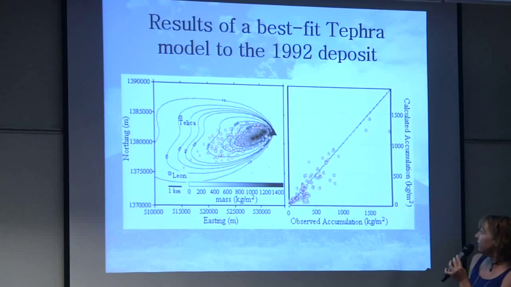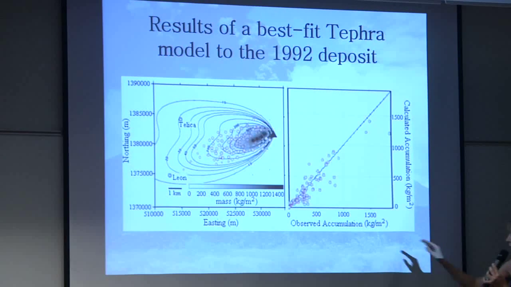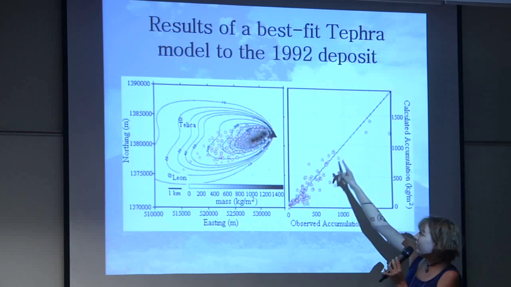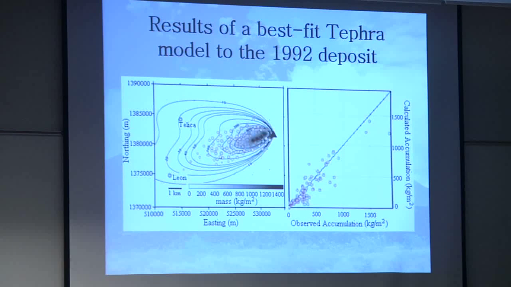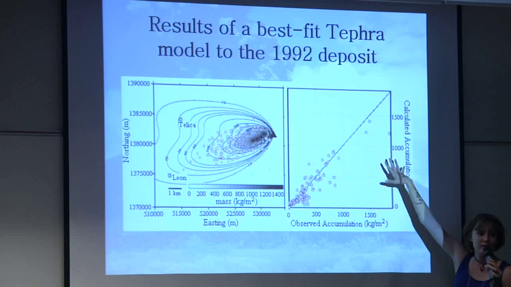If the model was a perfect fit to reality, all of our data points would fall on this line such that the observed accumulation equals the calculated accumulation at every place that we sampled. You can see here that this is the medial zone, and this model does a pretty good job in the medial zone for this eruption. If you look over here, we have very few data points, but we have a few data points. This is the proximal zone.